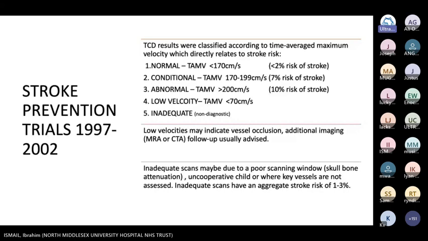If it's less than 70, then there's possible vessel occlusion, and then alternative imaging might be used, like MRI. Did I get it right? Sorry, say that again? Less than 70, there's possibility of vessel occlusion, and so you'd go for alternative imaging like MRI. That's right. Yeah. So yeah, I'm paying attention.